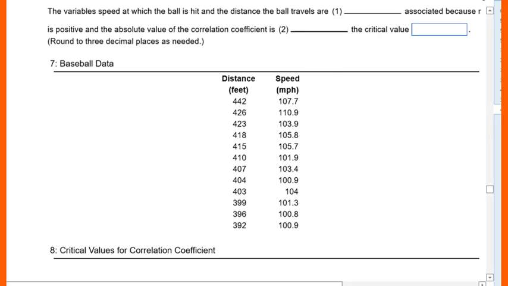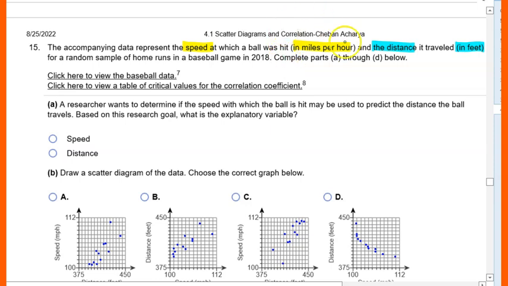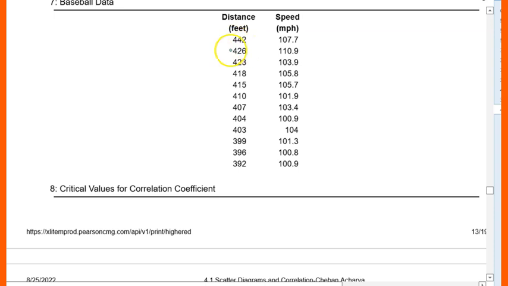You need the number of data in this data set. Does it say here how many data? It doesn't say, so let's find it out. 1, 2, 3, 4, 5, 6, 7, 8, 9, 10, 11, 12. So n equals 12 here.